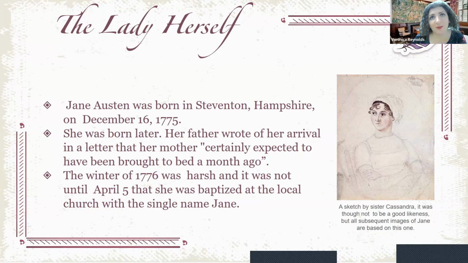This sketch becomes very important because it is the only representation that we have of Jane. It is the sole picture we have of Jane Austen, and it's a sketch by her sister Cassandra, and no one in her family thought it was a good likeness. So it's not even a good picture of Jane, but it's all we have. And you can see, just like they were talking about in the video, this is her cap that she liked to wear because she didn't want to do her hair.